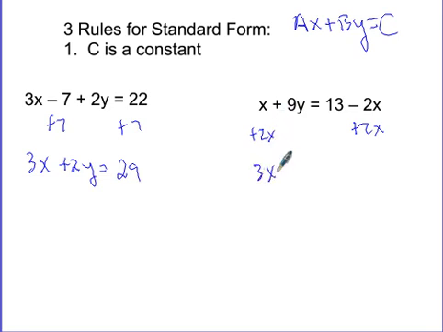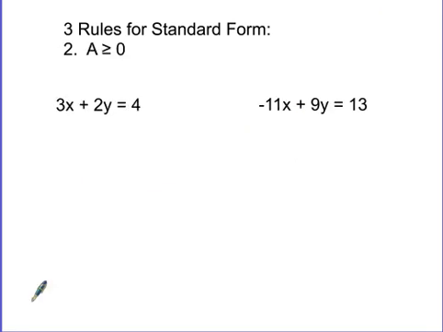So 3x plus 9y equals 13. Okay. All right, so rule number 1, C is a constant. You've got to have that constant by itself. You can't have anything with it. All right, rule number 2.